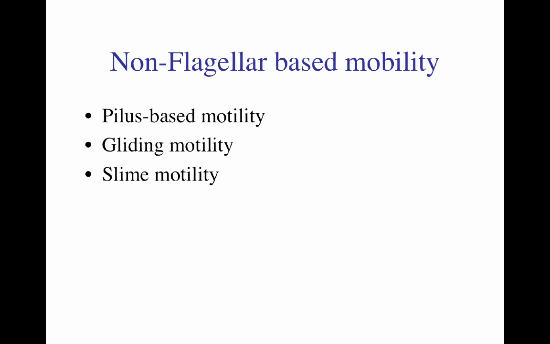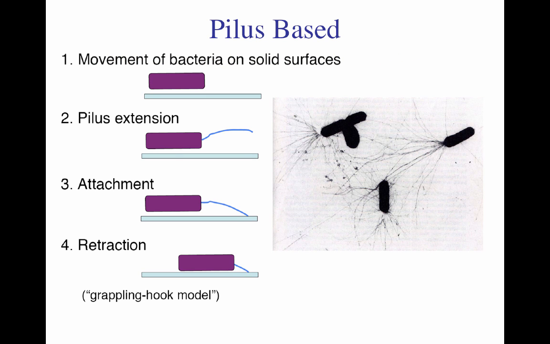Now, flagella are not the only way in which bacteria can move. We're going to see twitching movement, which is based on the pilus, as well as gliding motility and slime motility. So let's take a look at those interesting ways in which bacteria move without a flagellum.